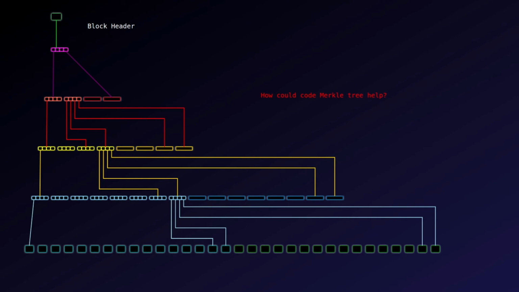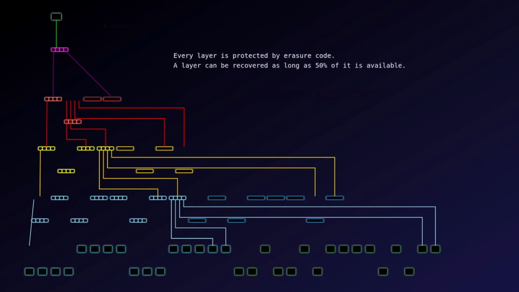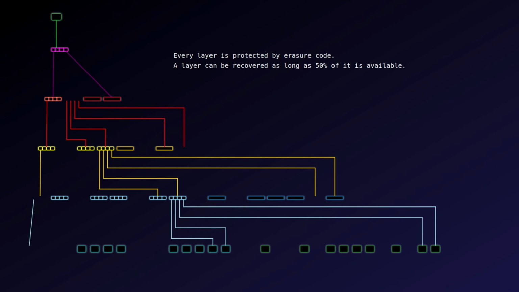So, how could coded Merkle tree help with data availability check? Since every layer of the tree is protected by an erasure code, every layer can be recovered even if a fairly large portion of it is missing. Therefore, to prevent the recovery of a layer, the adversary miner must hide a substantial portion of this layer.